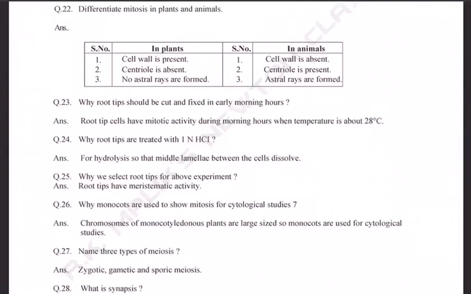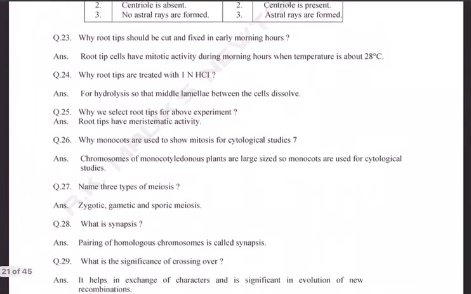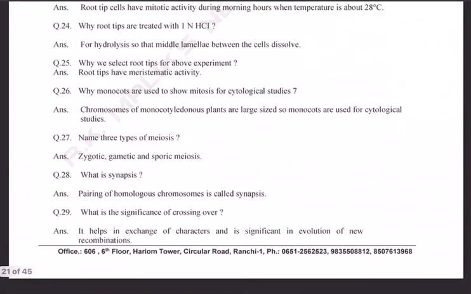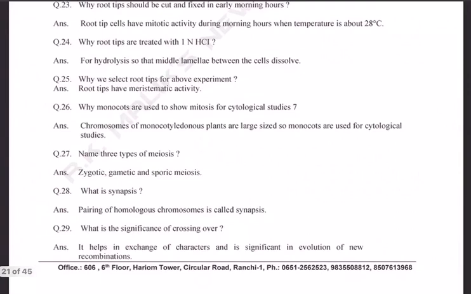Name 3 types of meiosis: zygotic, gametic and sporic. And last, what is synapsis? Pairing of homologous chromosomes is called synapsis. What is the significance of crossing over? It helps in exchange of characters and is significant in the evolution of new recombinations.